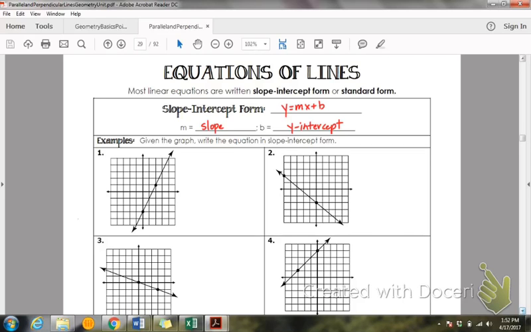It says, given a graph, write the equation in slope-intercept form. So, given a graph, you need m value and you need your b value. Remember, b is what you always need to find first. So if I'm looking at this graph, where is this b point? Where are we crossing the y-axis? 1, 2, 3. Not -4, count carefully. B is -3.